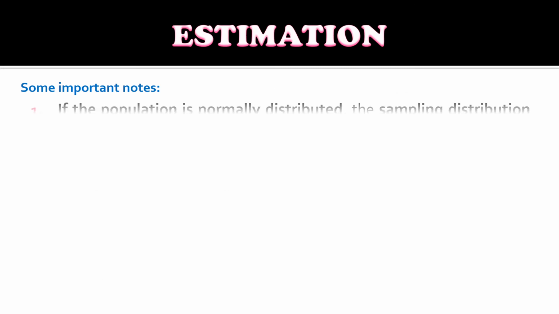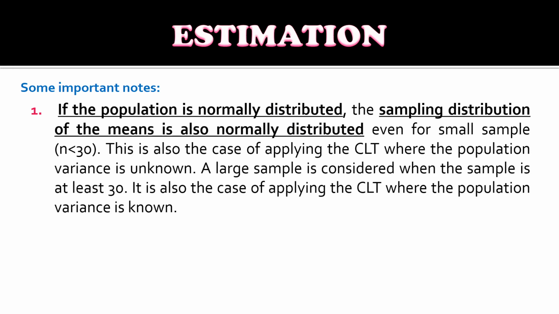Here are some important notes on estimation. If the population is normally distributed and the sampling distribution of the mean is also normally distributed, even if the sample is small, or n is less than 30, this is also the case of applying the central limit theorem where the population variance is unknown. A large sample is considered when the sample is at least 30. It is also the case of applying the central limit theorem where the population variance is known.